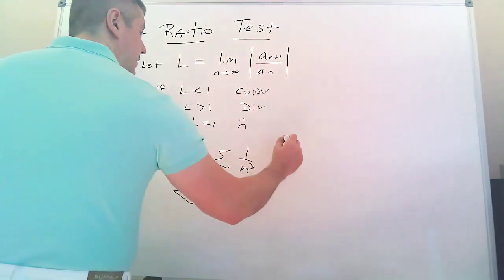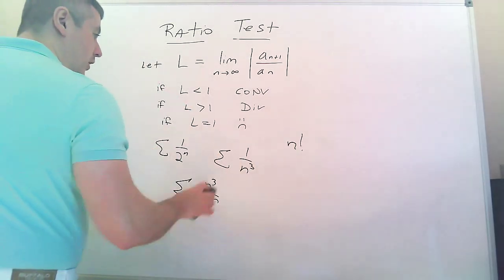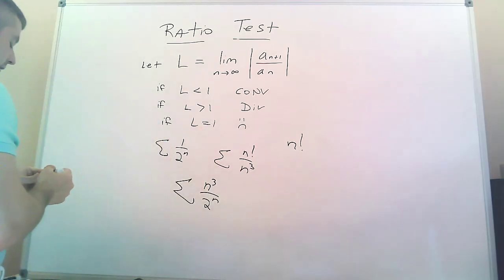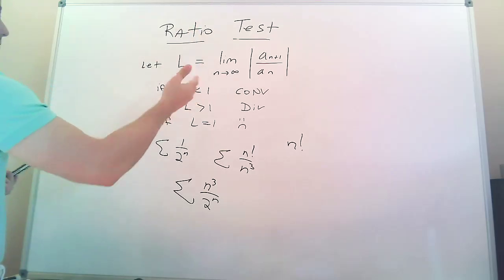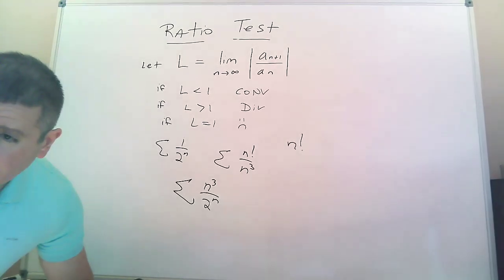Also, your new best friend is this dude. This dude will show up in the problems also. I mean, you'll get stuff like this. So you have to know how to handle these, and this is what the ratio test is for. So I'll do a quick example just to show you.